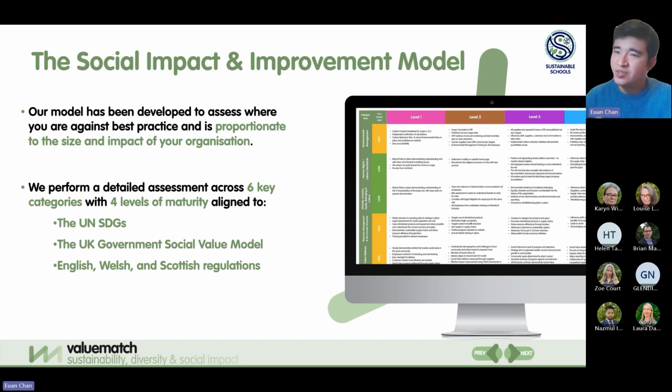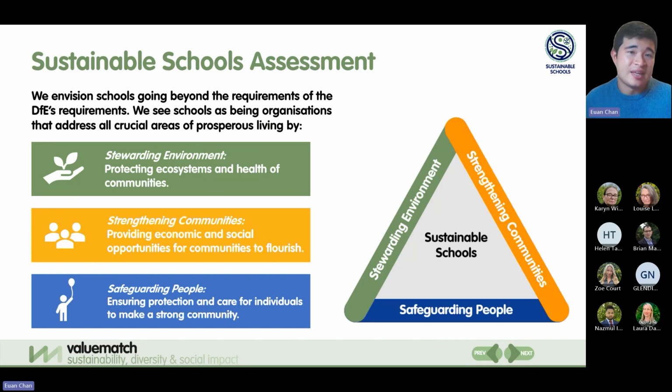So we've used this model across SMEs as well as all the way to multinational construction companies, and we've had a lot of actionable insights and positive impact through the model and using it to help organizations determine their strategy going forward. Likewise, for schools as well, we have the Sustainable Schools Assessment. We help you to identify your sustainability and social value strategy going forward and what kind of areas you can enact those within procurement as well.